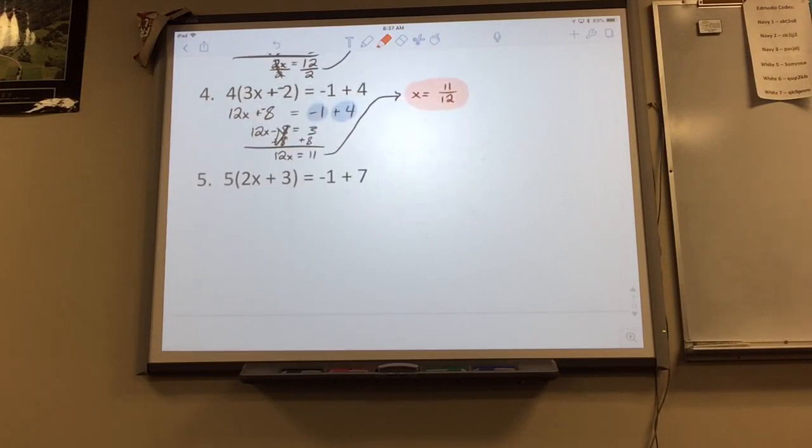Exact same thing as the one before. Okay, so that's 10x. 10x plus 15. I'm going to combine like terms in the same step. Okay? So if you want to do it in 2 steps like we did the time before, we can. But I combine like terms. Subtract 15.